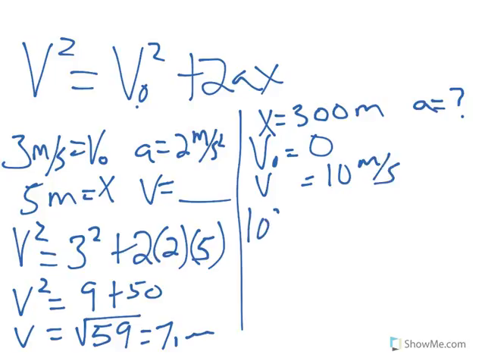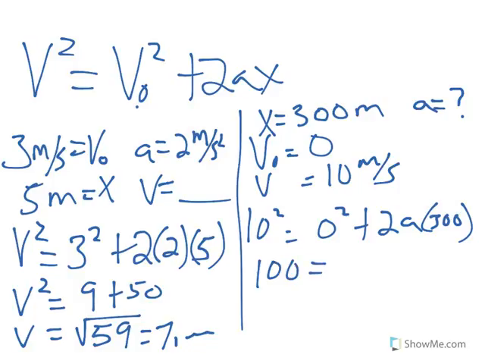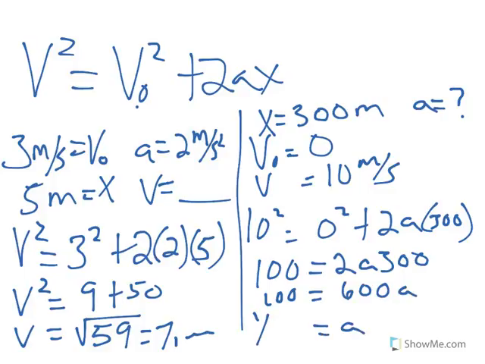So 10 squared equals 0 squared plus 2a times 300. So we would get 100 equals 2a times 300. Or, let's just rewrite this as 100 equals 600a. And so a would be 1/6 of a meter per second squared. All right.